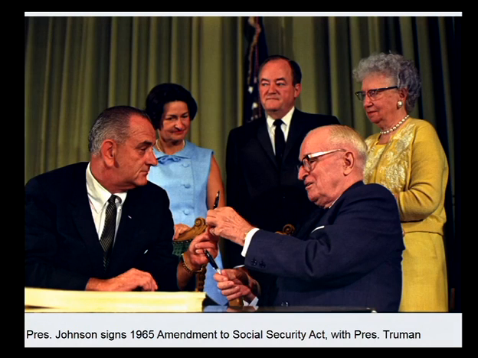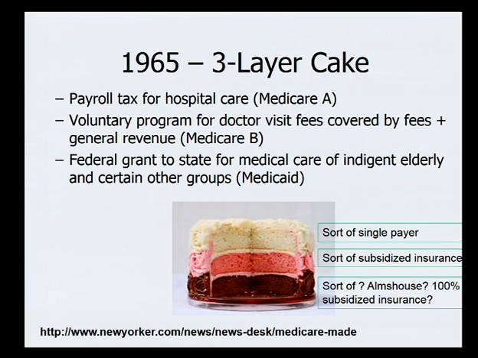And really in 1965, the same year that Dr. Dre was born, they passed the law, essentially the amendment to the Social Security Act, which added Medicare and Medicaid. What was in that law? It's kind of a compromise of a lot of different political forces. They call it a three-layer cake. A payroll tax for hospital care, sort of a single-payer system in a way, pulling off of people's paychecks. A voluntary program that people didn't have to join for doctor's visits, which would be covered by a mixture of fees and general revenue to supplement it. And this was Medicare Part B.